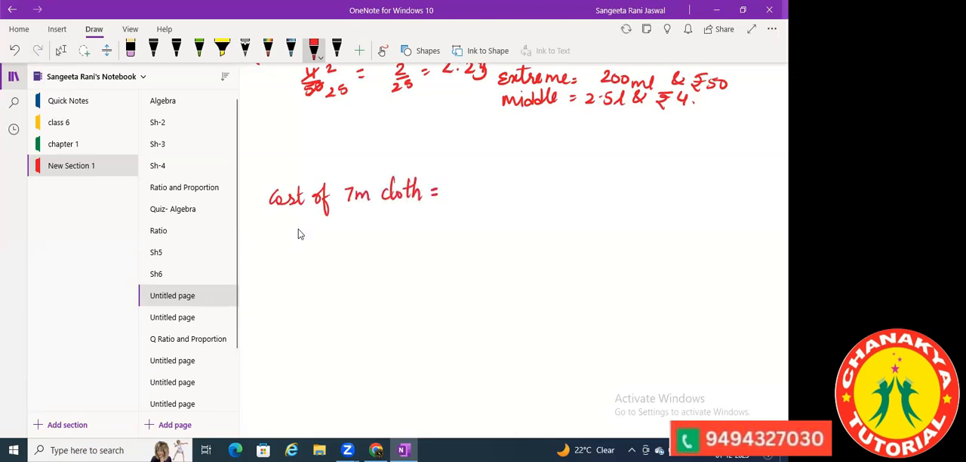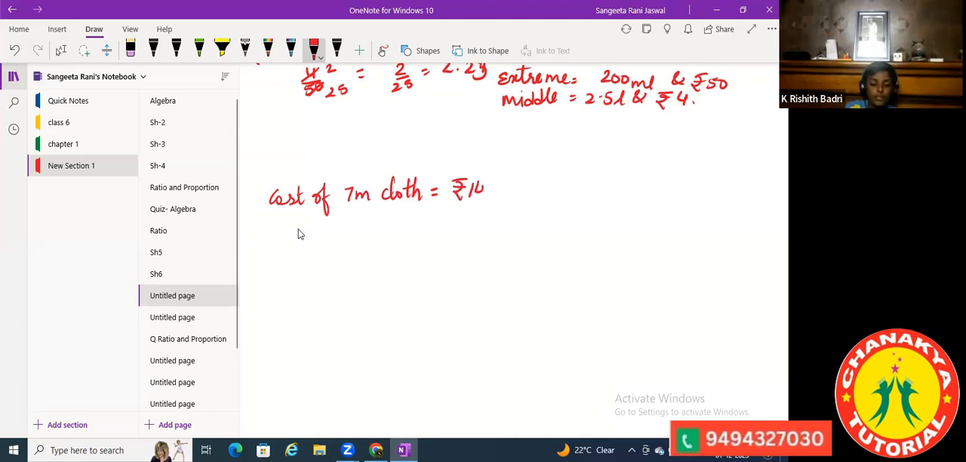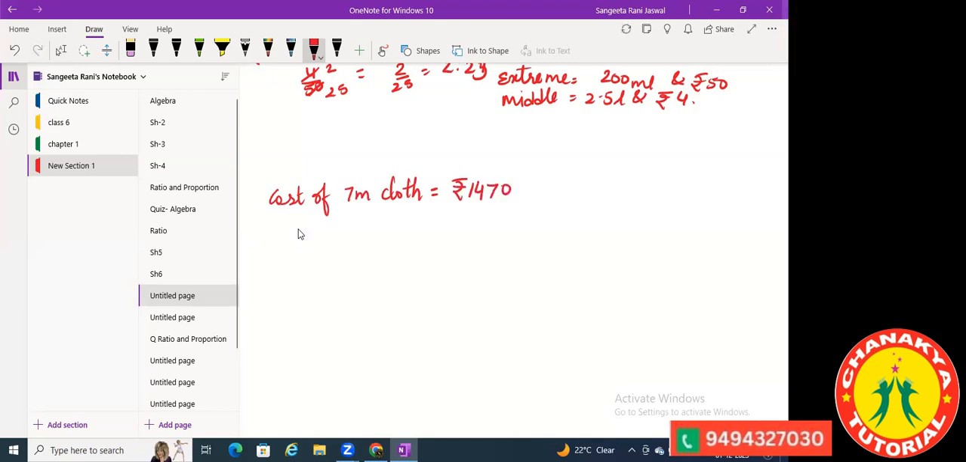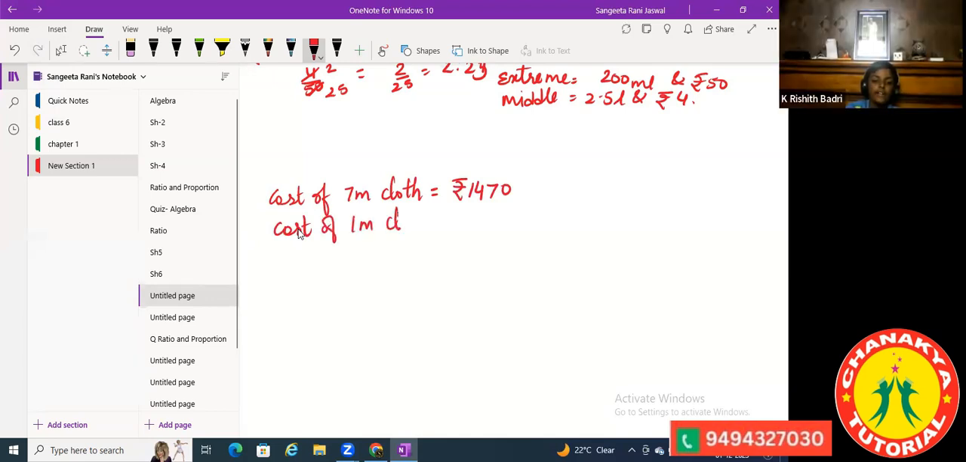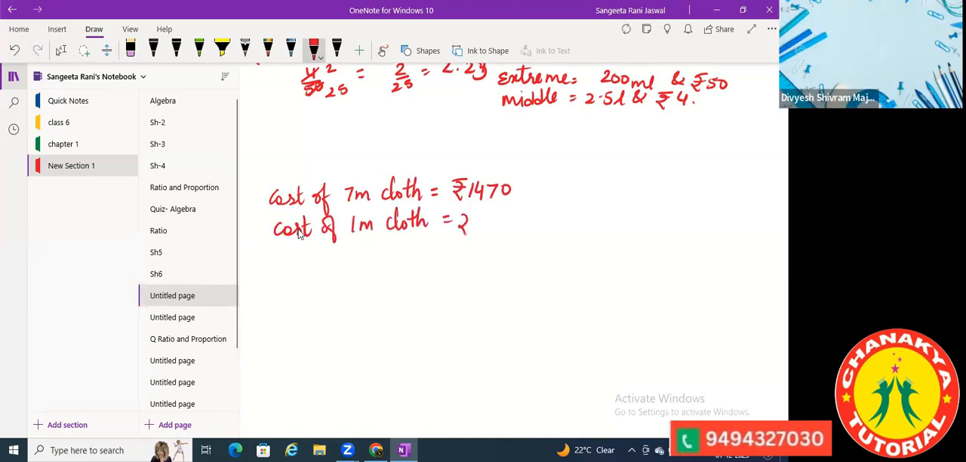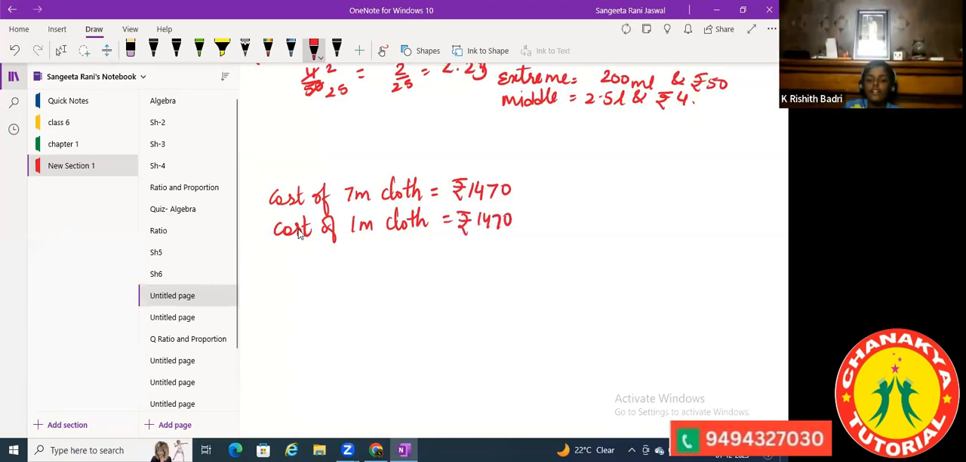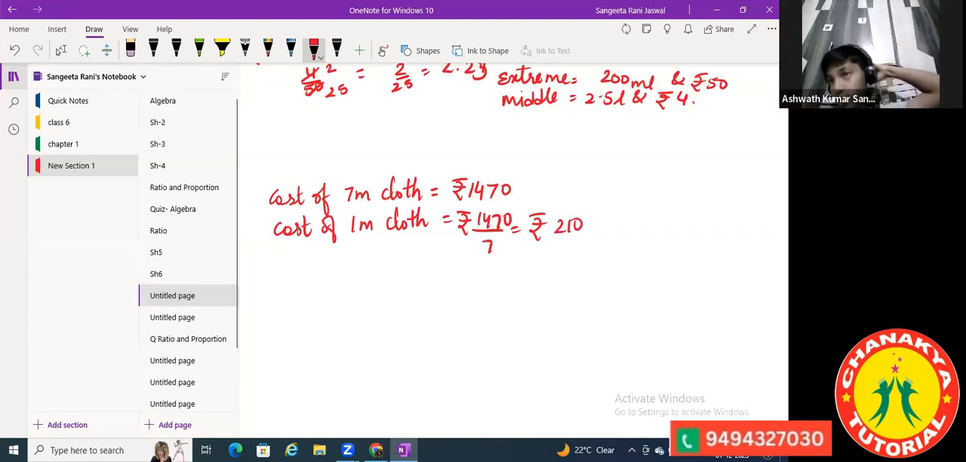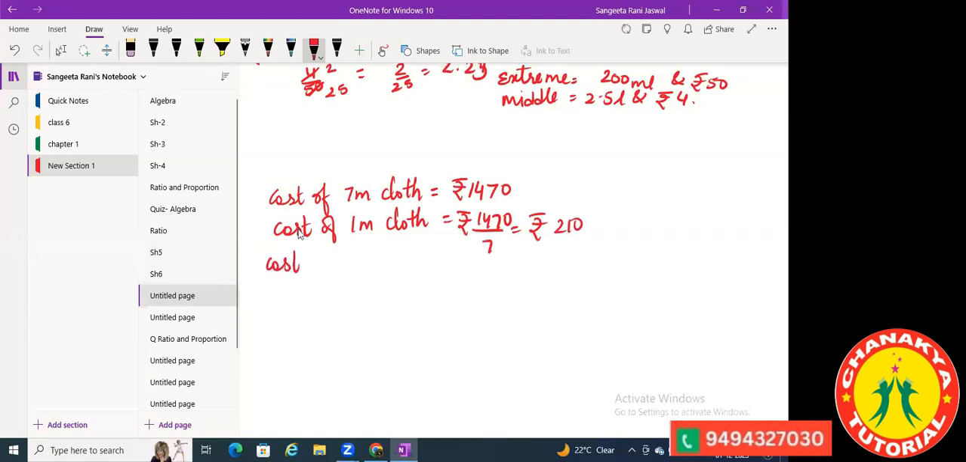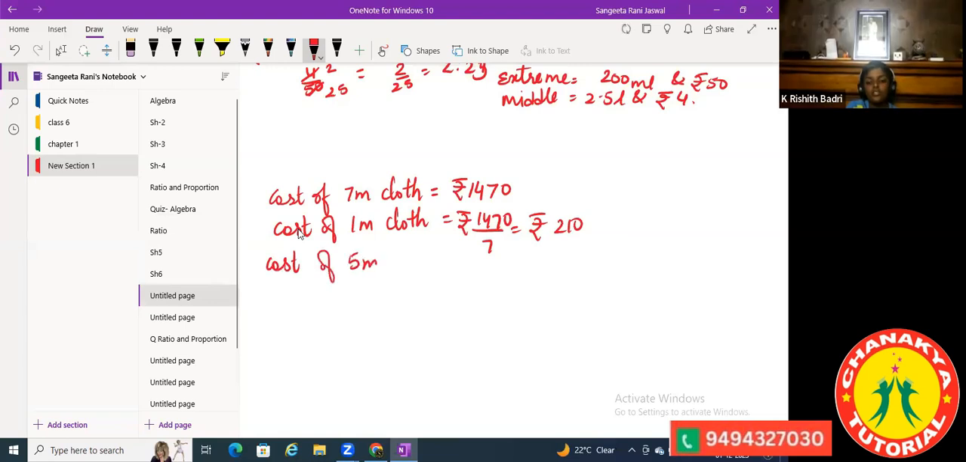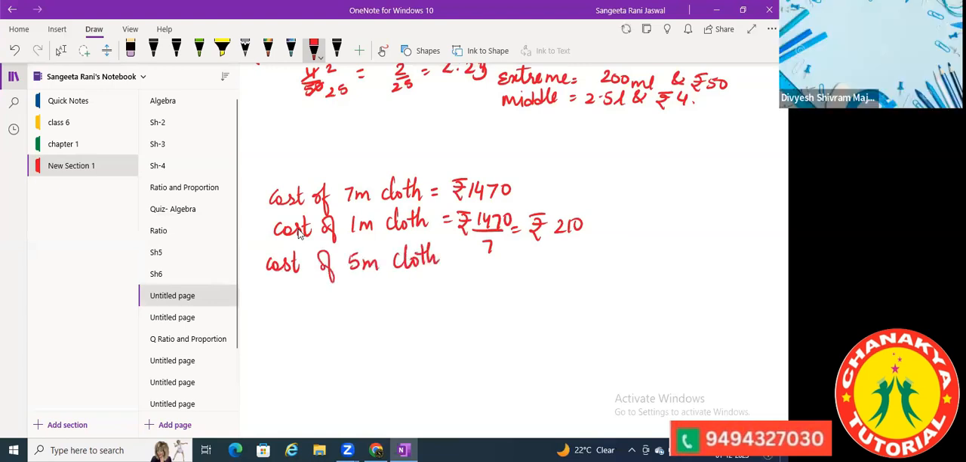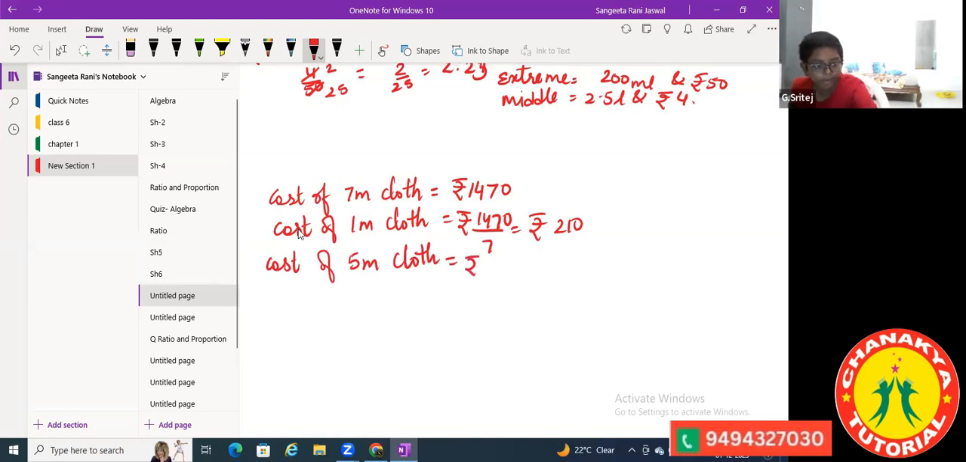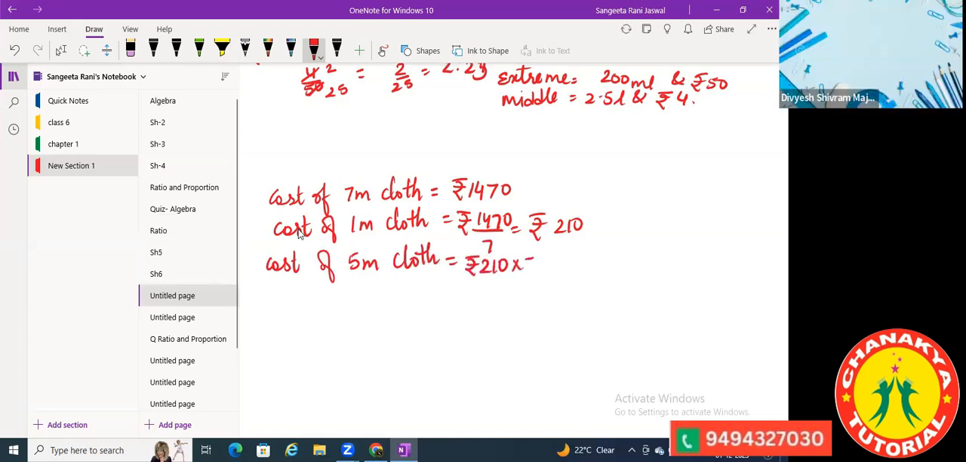Cost of 7 meter cloth is given as rupees 1470. Cost of 1 meter of cloth equals 1470 divided by 7, which is rupees 210. Then the cost of 5 meters of cloth equals 210 into 5, which equals 1050 rupees.